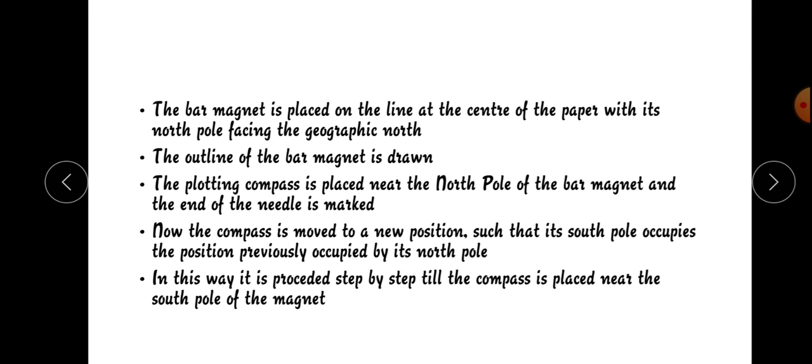Okay, so now a bar magnet is placed on the line at the center of the paper, with its north pole facing the geographical north. Now the outline of the bar magnet is drawn.